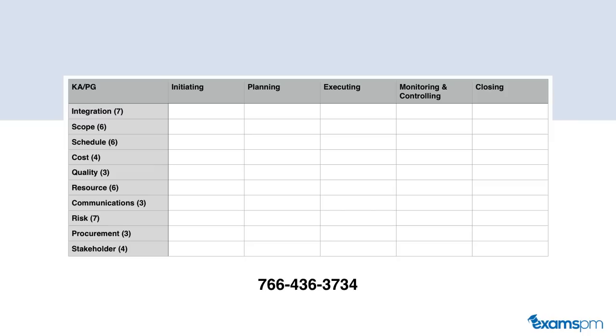And the phone number that you get in the end is 766 4363734. And the cool thing is that one of our past students at exams PM actually saved this number onto his phone and he looked at it every day. He didn't actually call or text it. I wouldn't actually recommend that because, you know, that person might think you're a stalker. So don't actually call it. But it's a cool way for you to memorize how many processes are in each of the knowledge areas. So save this number on your phone and look at it daily, and in no time you'll have this memorized.